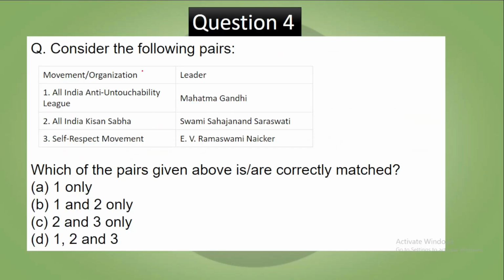Both are correct. Question 4, consider the following pairs. This is the movement and these are the leaders. All India Anti-Untouchability League, Mahatma Gandhi. All India Kisan Sabha, Swami Sahajanand Saraswati. Self-Respect Movement, E.V. Ramaswamy Naicker. Which of the pairs given above is/are correctly matched? Pause the video, try to answer. Now let's see the answer.